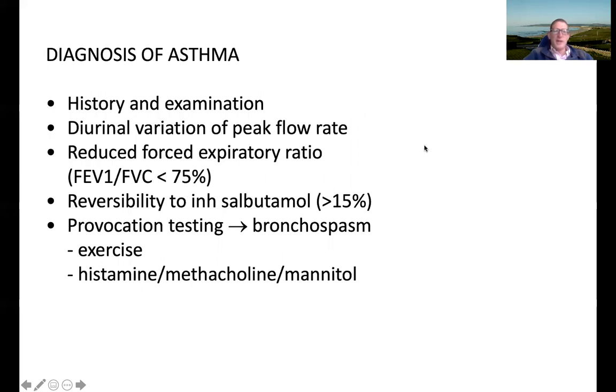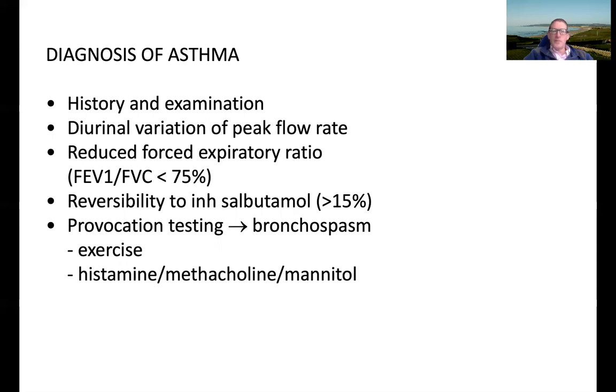So diagnosis of asthma is mostly established on the history. The examination is not going to tell you too much unless the patient's actually wheezing, so it's mostly down to the history. You can give the patient a peak flow meter and look at that diurnal sawtooth pattern of variability of the peak flow rate while at home.